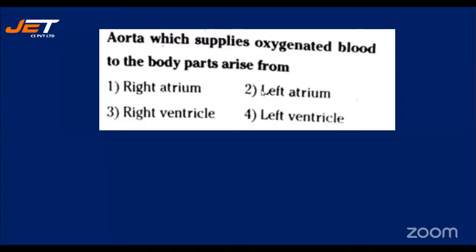Okay. So here, aorta which supplies oxygenated blood to the body parts arises from: right atrium, left atrium, right ventricle, left ventricle. Aorta which supplies oxygenated blood to the body parts arises from. So everyone should answer actively. Deeksha, you are giving the answer.